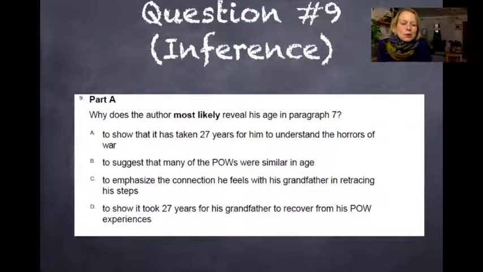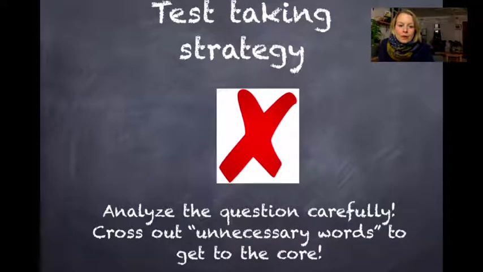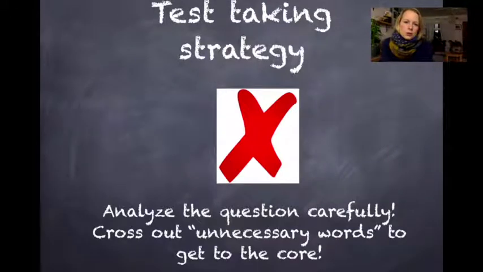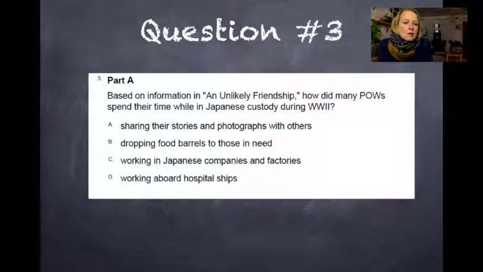Last thing I want to talk about is test-taking strategy. There are two things I want to talk about. I want you to always analyze the question carefully, and you can do that by crossing out unnecessary words to get to the core of the question and then apply logic. Let's look at one test question, number 3. It says, based on information in An Unlikely Friendship, how did many POWs spend their time while in Japanese custody during World War II? Now, this is a very long question. I want to get to the core of it.